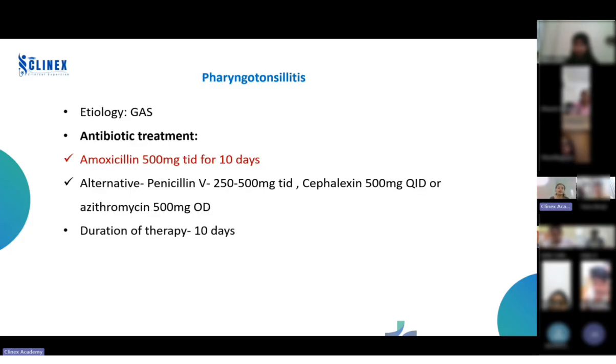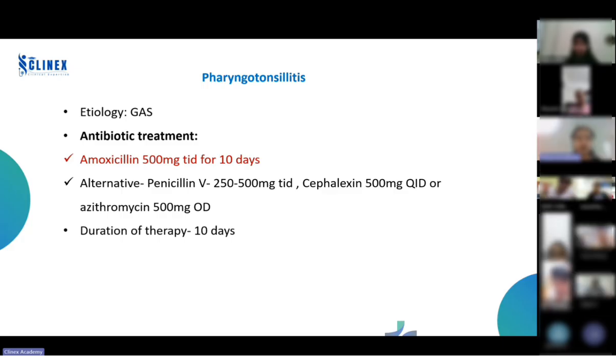The next is pharyngotonsillitis, that is the throat infection or the infection of the tonsils. It is usually caused by, one second, yeah, what is GAS? It is the short form for a bacteria, Group A streptococcus. So this pharyngotonsillitis is usually caused by Group A streptococcus.